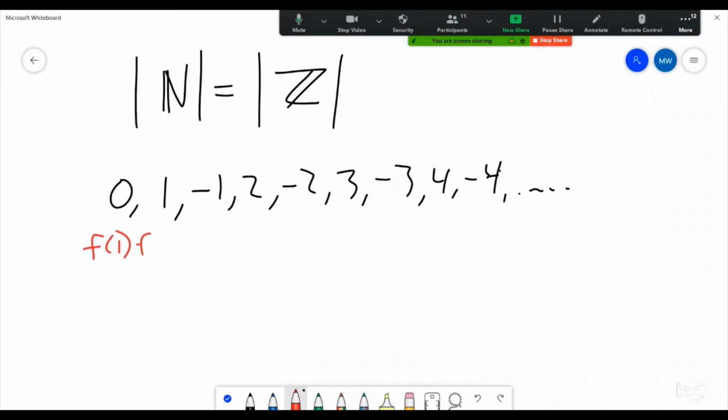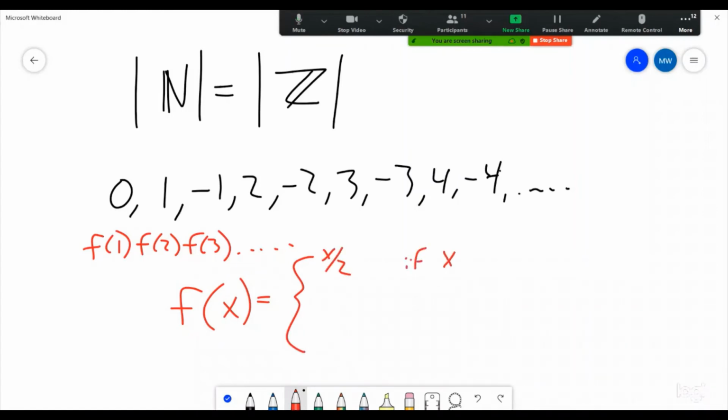Alright, so we have f of 1, then f of 2, f of 3, and so on. And this defines a bijection. So you could list them and have this be your bijection, or you could try to come up with how to write this as a piecewise function. So you could have f of x equals two situations. It could be x over 2 if x is even, or if x is odd, then we have to figure out how 1 goes to 0, 3 goes to -1, 5 goes to -2. Well, that's going to be a negative 1 minus x over 2.